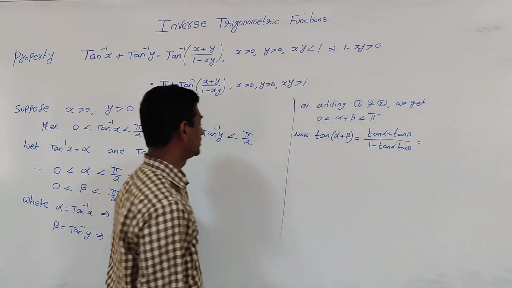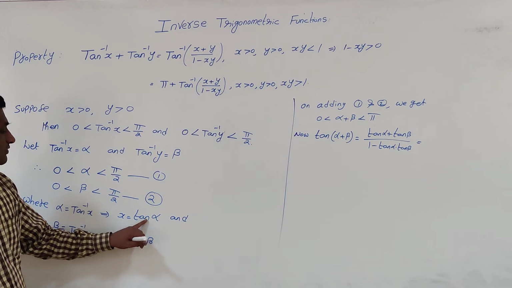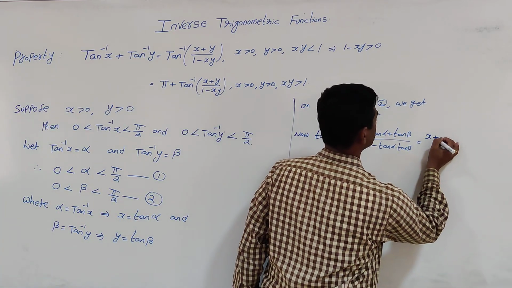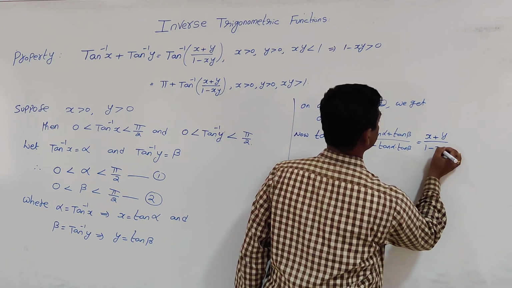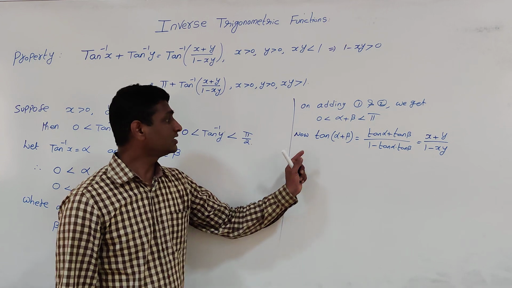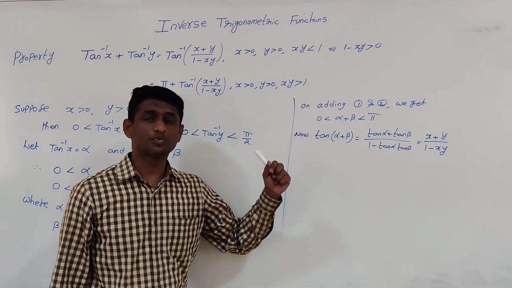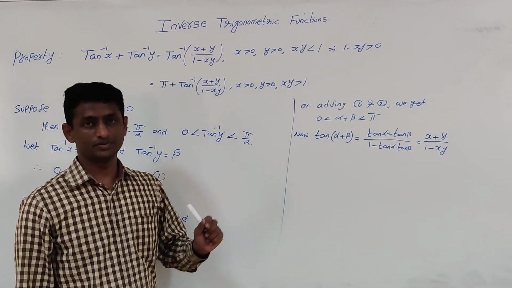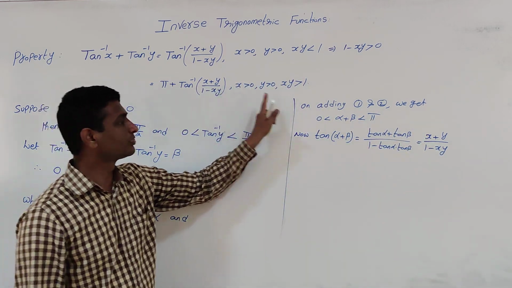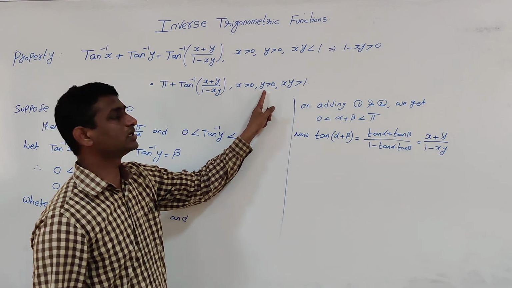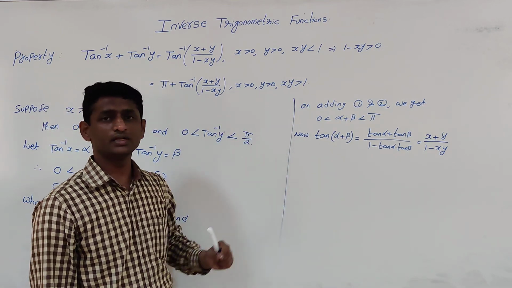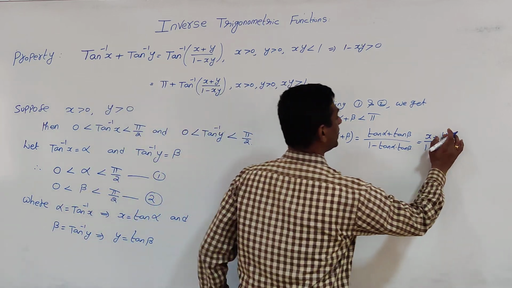What is tan alpha? It is x. Tan alpha is x and tan beta is y. So it will be (x plus y) by (1 minus xy). Now we have to check whether tan of alpha plus beta is positive or negative. Now x is a positive real number, y is also a positive real number. If you add two positive numbers, again we will get a positive, means the numerator will be positive.